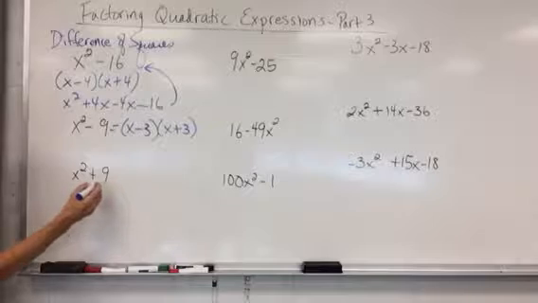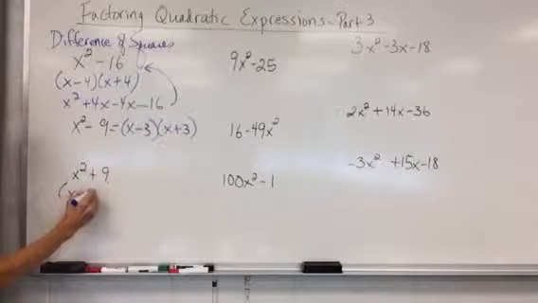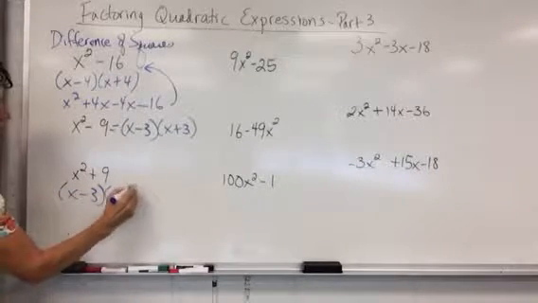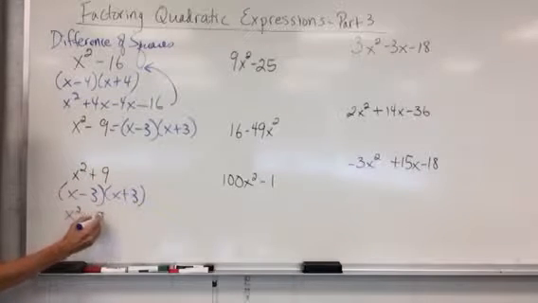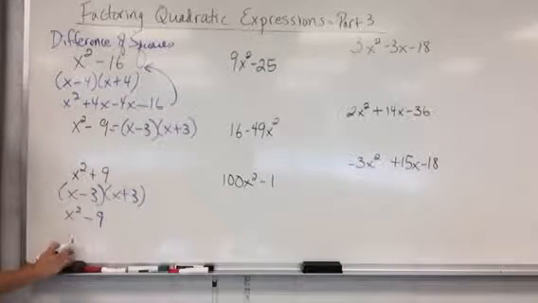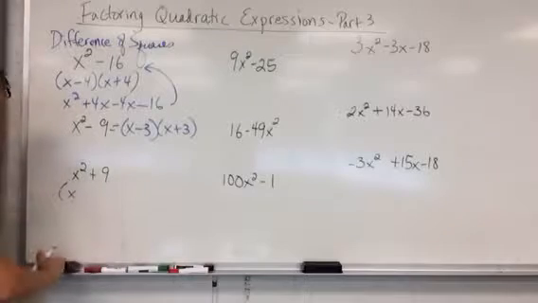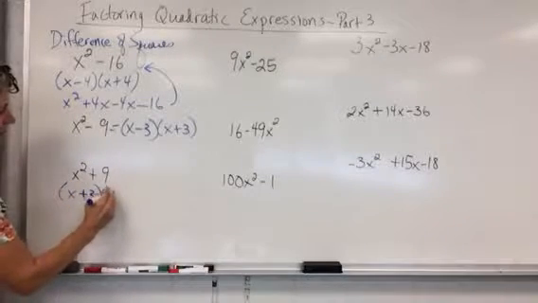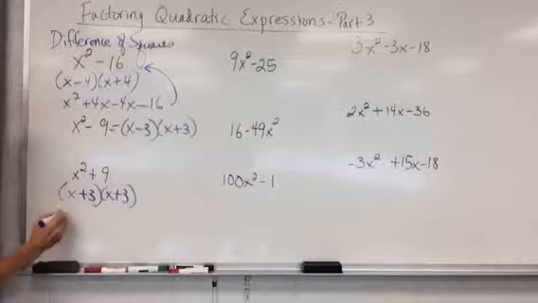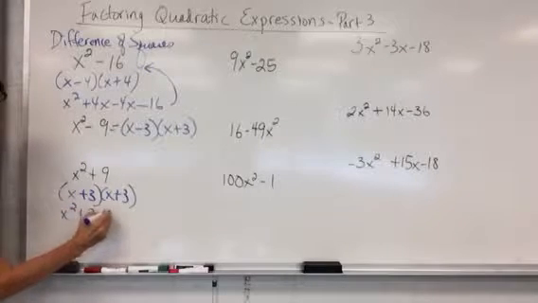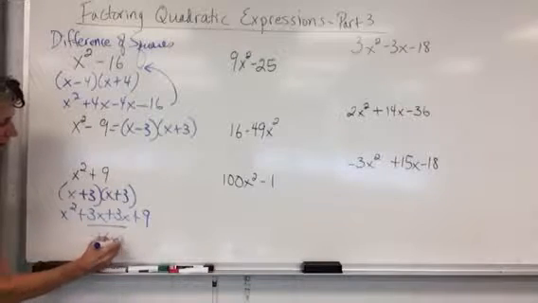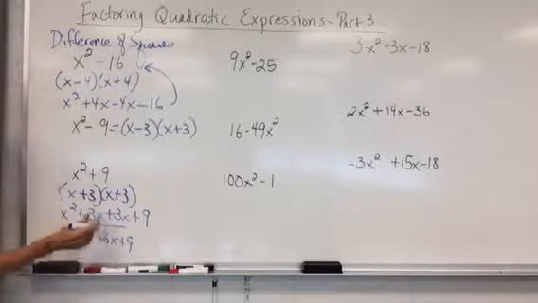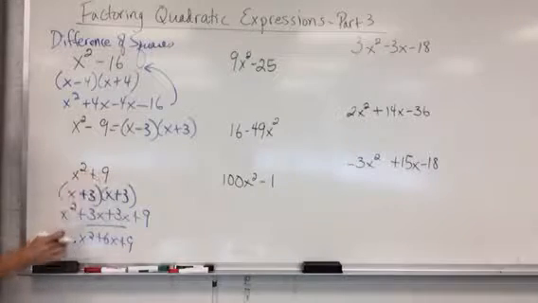X squared plus 9, you think, well, maybe that's going to be x minus 3, x plus 3. But if you FOIL that out, you get positive 3x minus 3x, which does drop, but you get minus 9, and we wanted positive 9. If we tried x plus 3, x plus 3, we'd have x squared plus 3x plus another 3x plus 9, so we actually get plus 6x. So we did get the positive 9, but we didn't get the terms to drop out.